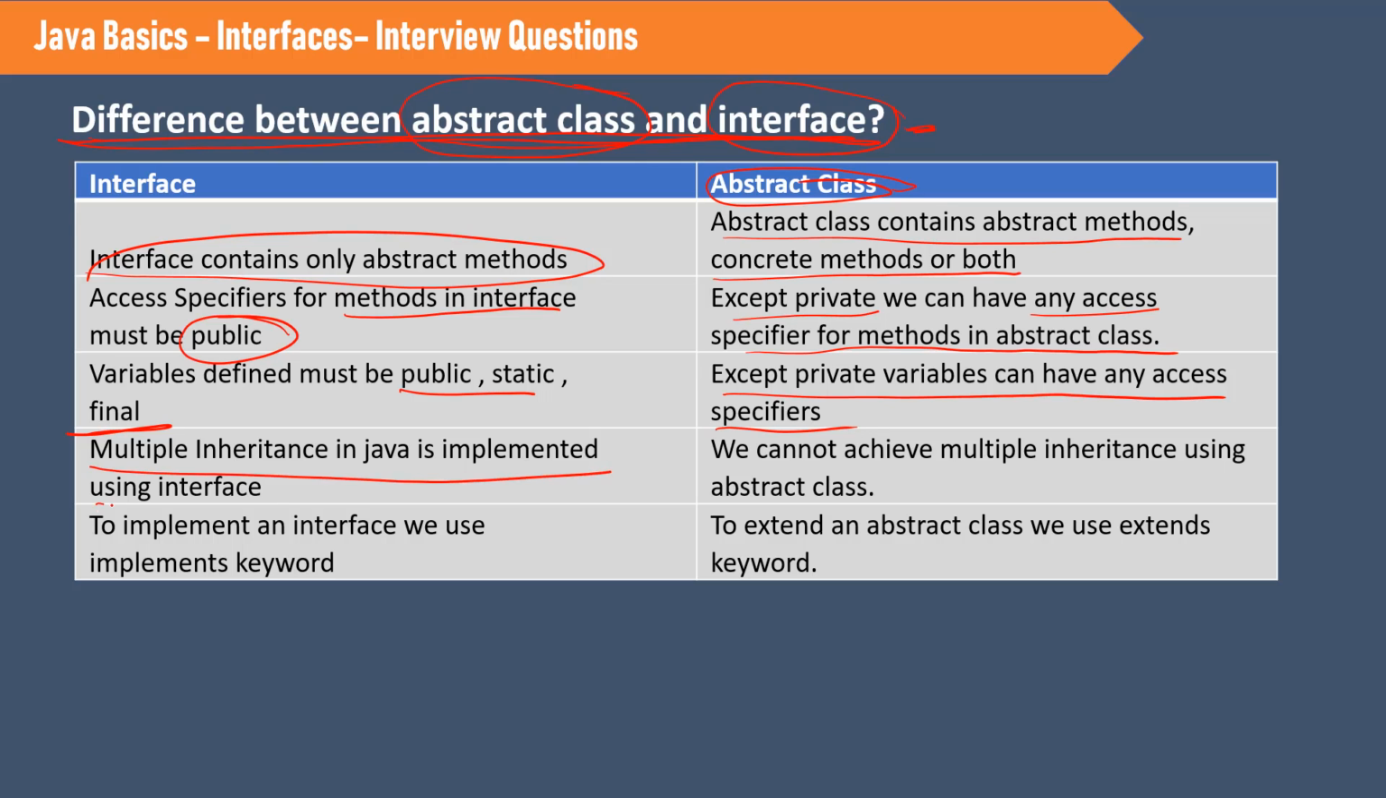Multiple inheritance in Java is implemented using interfaces. We have already seen some examples here. We can use the implements keyword and implement any number of interfaces like interface 1, interface 2. Like that we can implement any number of interfaces. So multiple inheritance is achieved using interfaces. We cannot achieve multiple inheritance using abstract classes. To implement an interface we use the implements keyword, but for classes we use the extends keyword.